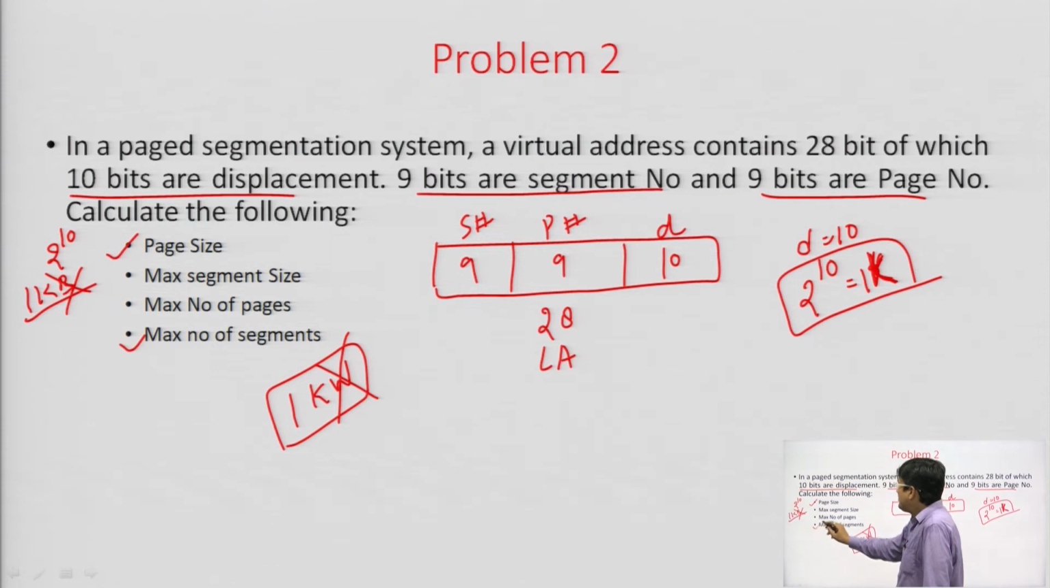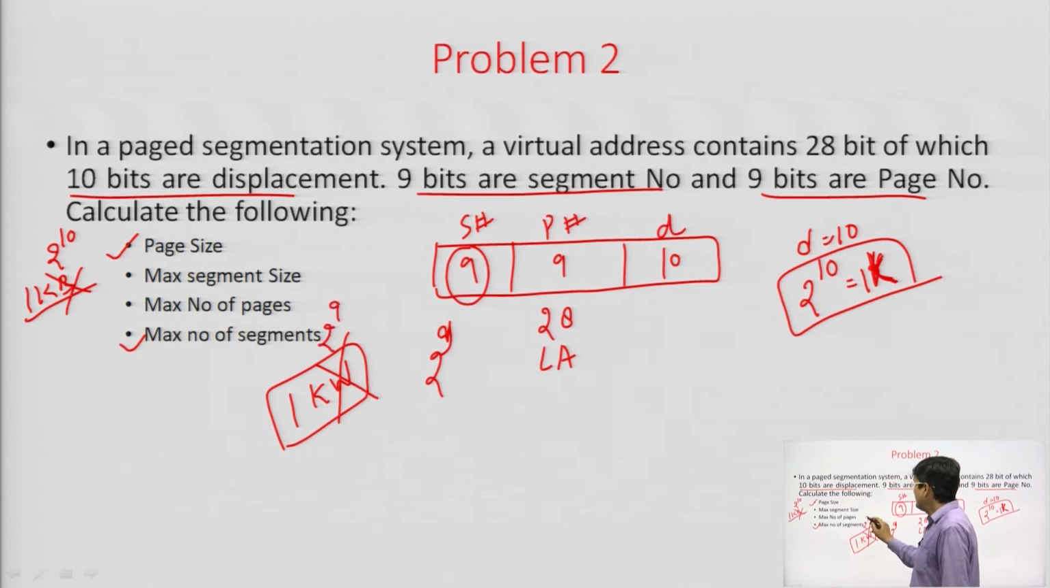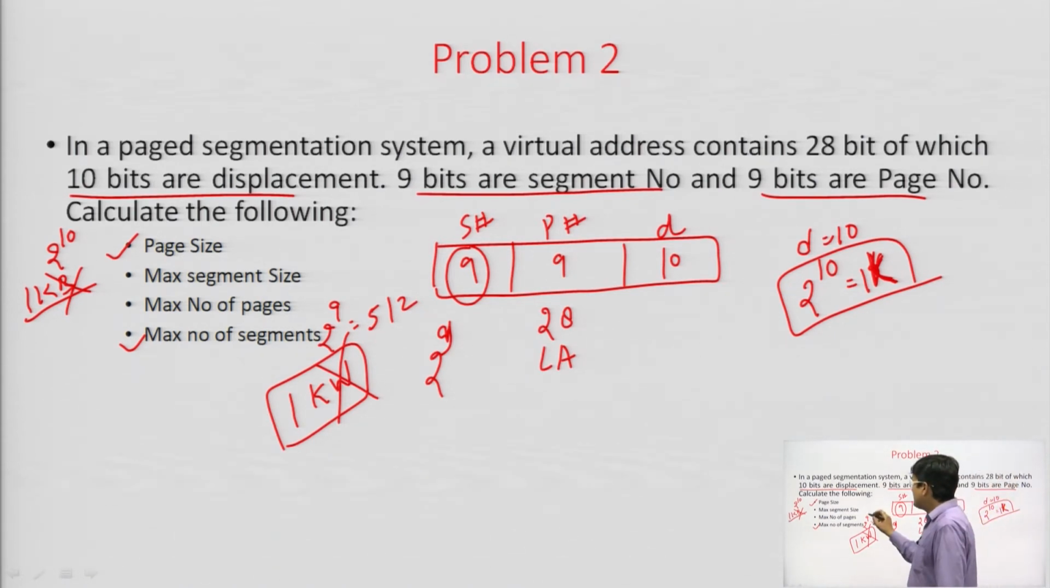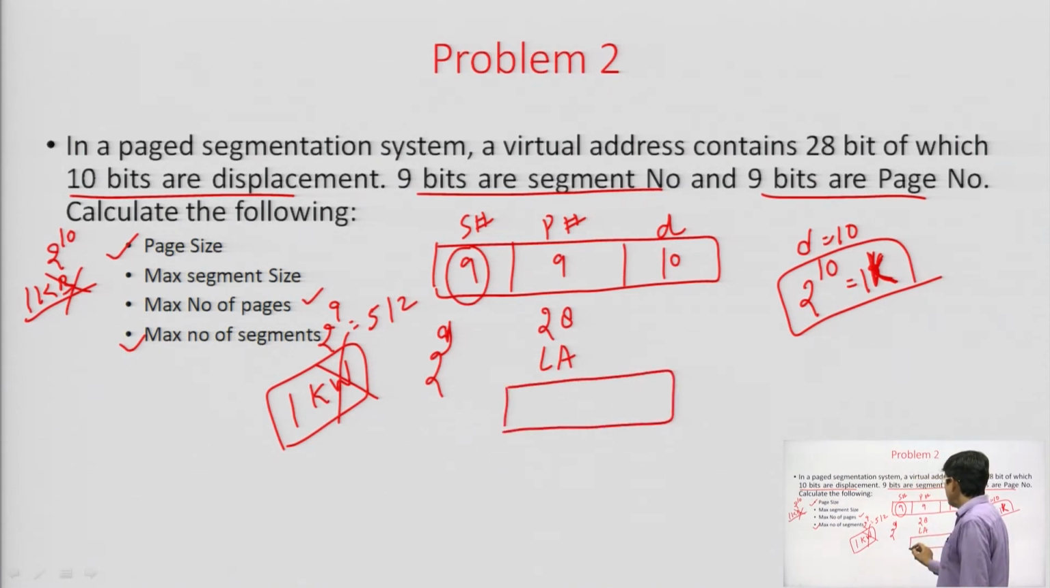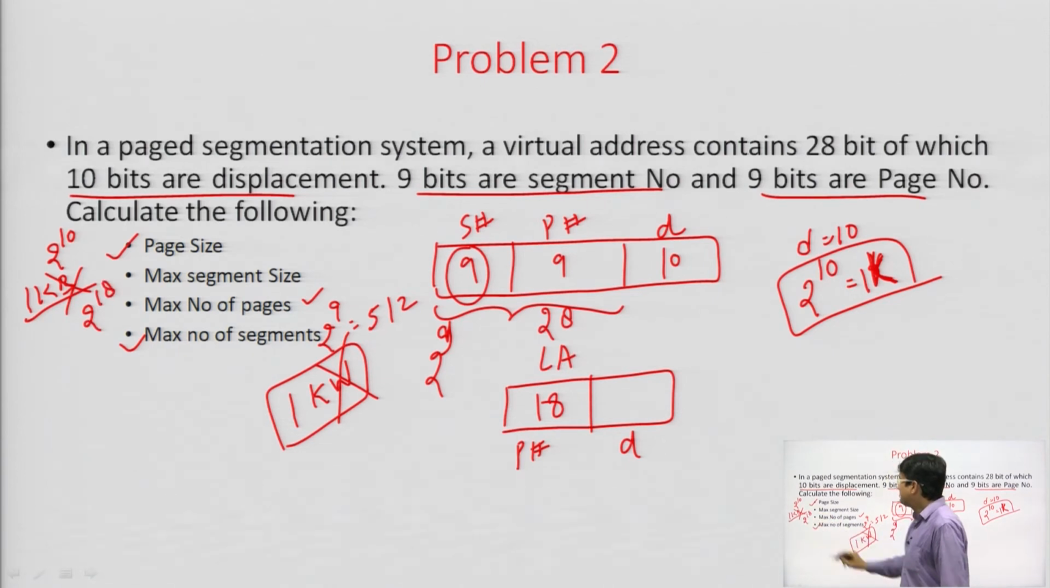Now the maximum number of segments can be referred to by the segment number. So 2 raised to the power 9 is the maximum number of segments, which equals 512. So 512 is the maximum number of segments. Similarly, the maximum number of pages. Once again you relate it with the page number and offset. Apart from the offset, the rest of the part will be considered as the page number. So there will be 18 bits here. So the maximum number of pages will be 2 raised to the power 18.